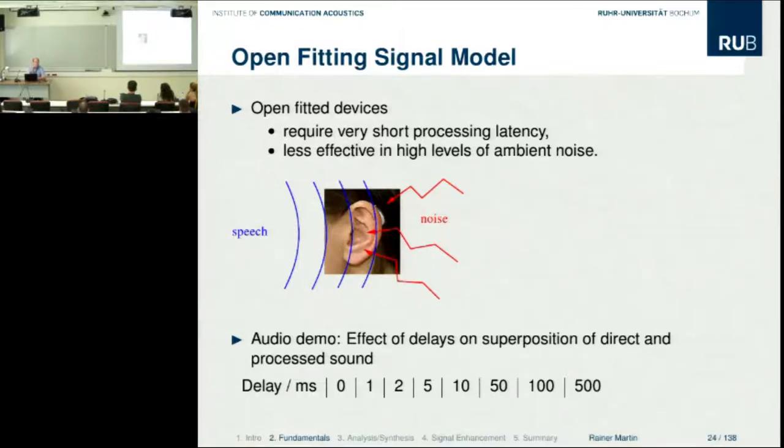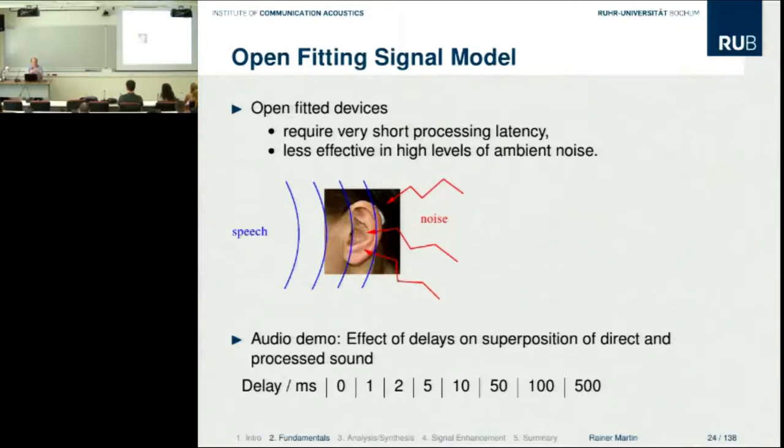But since the ear canal is more or less open, the speech sounds will also be picked up by the ear, the tympanic membrane directly. And as you have seen before, the typical hearing loss is a sloping hearing loss where users still have a fairly good residual hearing at low frequencies. So especially at low frequencies, you will have a superposition of the sound, the direct acoustic sound, and the sound processed by the hearing aid.